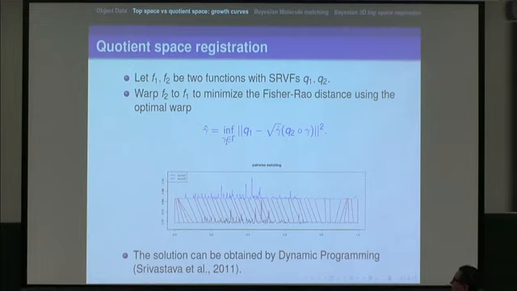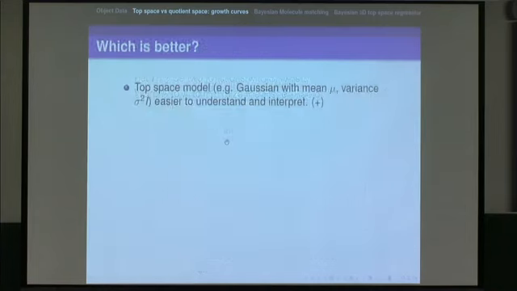So you find the best warp, and this solution can be obtained by dynamic programming, and then you will get an analysis. At the end of the day, it looks quite similar in this example as it does with many, but you don't get an idea of the uncertainty, so you don't get the credibility intervals immediately, at least with that approach.